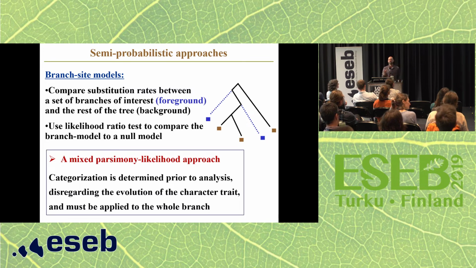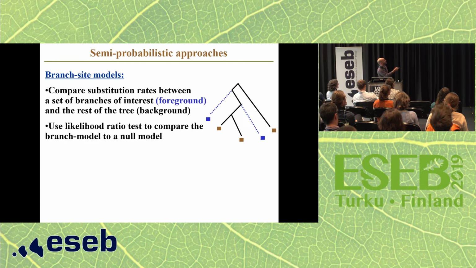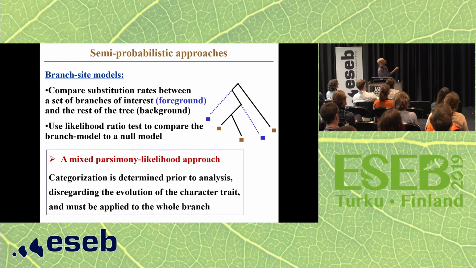Okay, but this is obviously a mixed approach, so you use maximum parsimony in addition to a maximum likelihood approach. This is not the best approach we can think of. And as I said before, the categorization is done prior to analysis, and it is again assumed that the trait transitions occur only at internal nodes of the tree, which is obviously unrealistic.